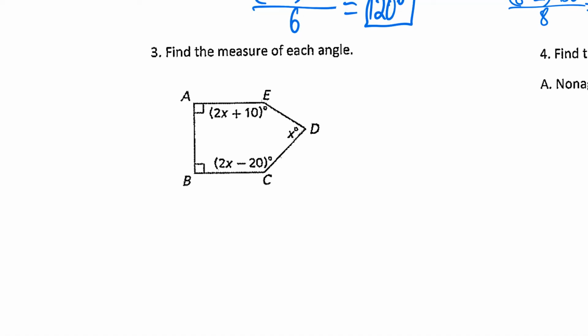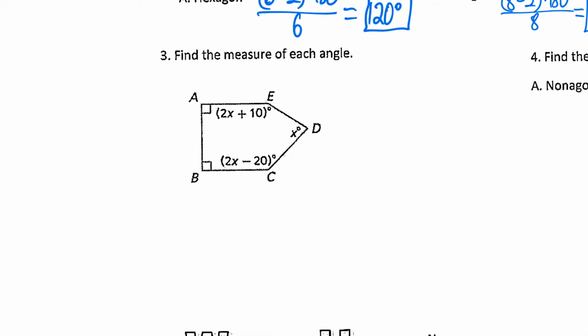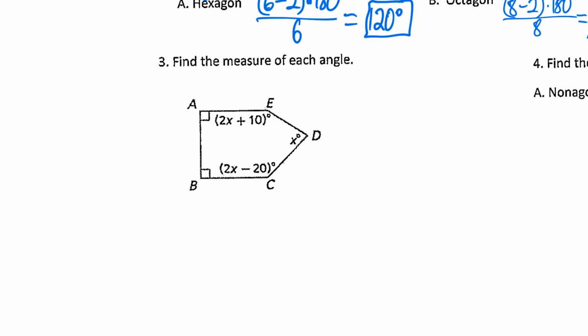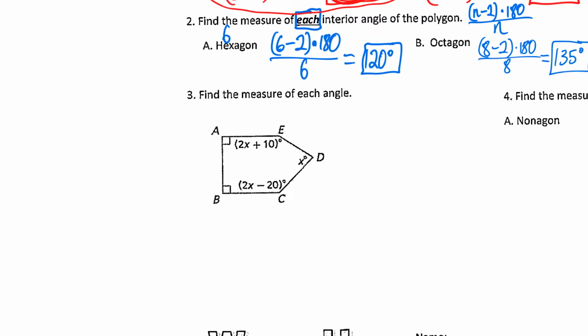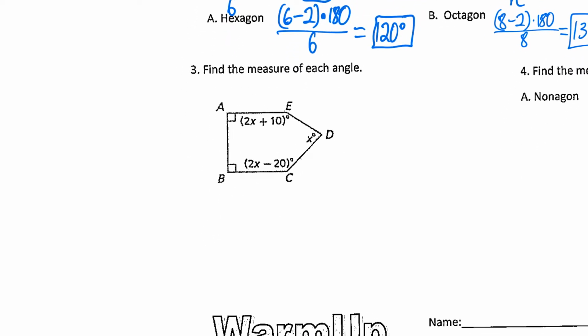Okay, so number 3. What type of shape is this on number 3? A pentagon. It's got 5 sides. So in a pentagon, what should the 5 angles add up to? 540. Look, we actually did the exact thing right here on 1A. In a pentagon, the 5 angles should add up to 540. So be careful on your quiz, because the quiz looks very similar.